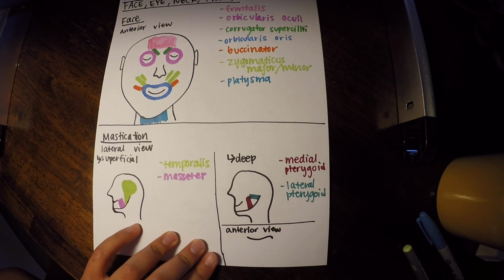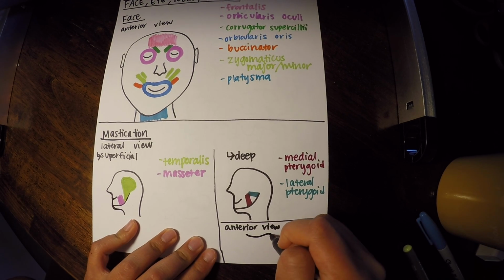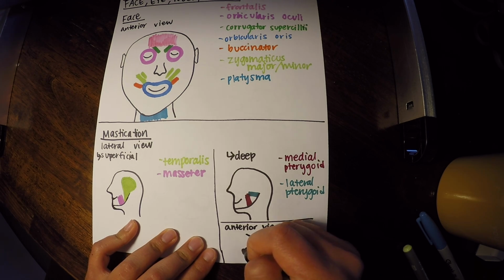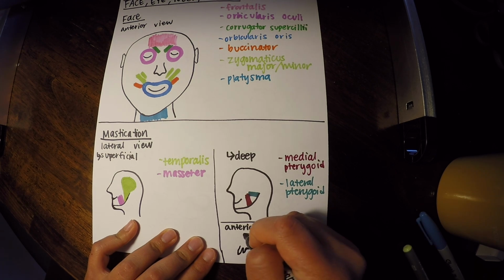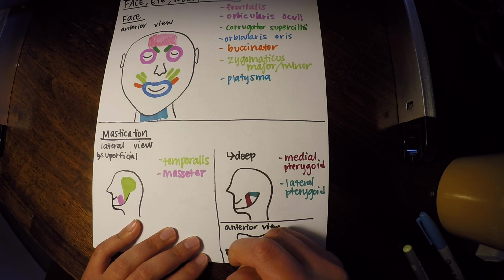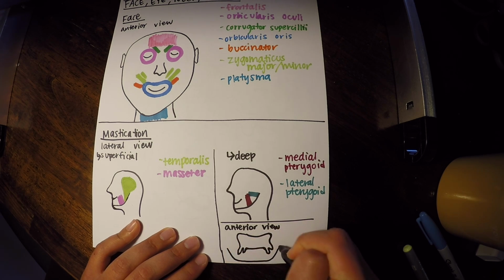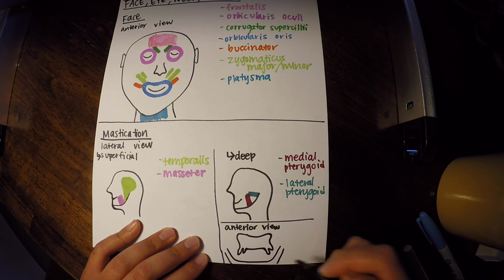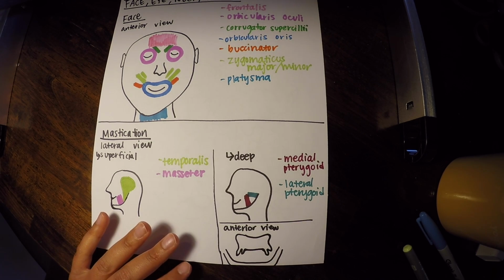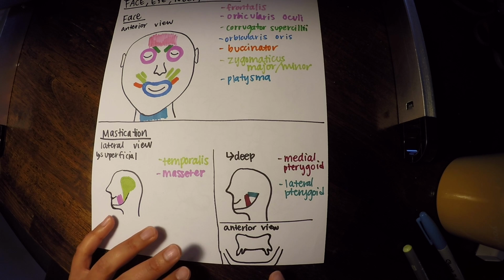And here is our sphenoid bone. Remember, it's kind of oddly shaped. And then I'm going to draw our mandible in. So that's going to be this piece down there. So remember, this is an anterior, just like condensed view of things.